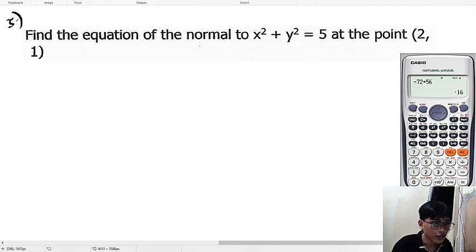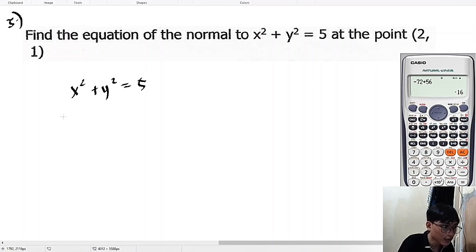So find the equation of the normal to x squared plus y squared equals 5 at the point (2, 1). Again, we have to find the first derivative of your function. Since this is implicit differentiation, you have to differentiate every term. So the derivative of x squared is simply 2x, and the derivative of y squared is simply 2y y prime, with respect to x. It is equal to the derivative of 5, which is simply 0.